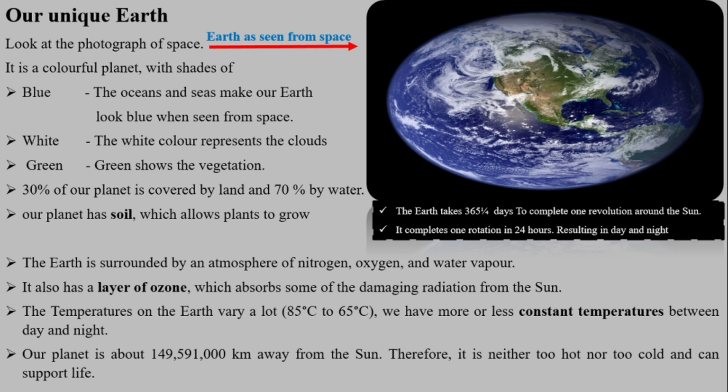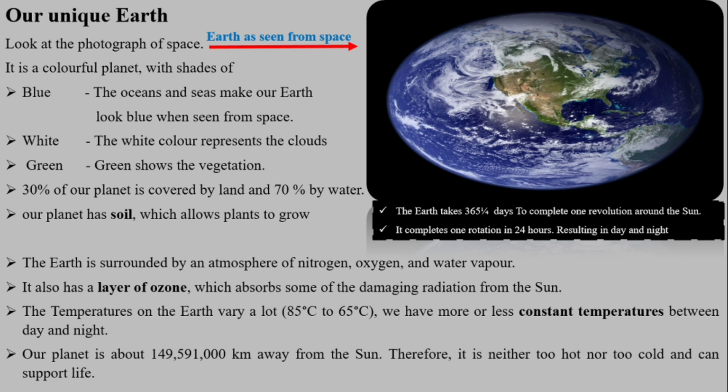So what happens is that since we have the layers over the Earth, whenever there are radiations from the sun, or radiations from the Earth itself, the layer protects and absorbs the damaging radiations that come to the Earth. So there is a kind of protective layer for our Earth.